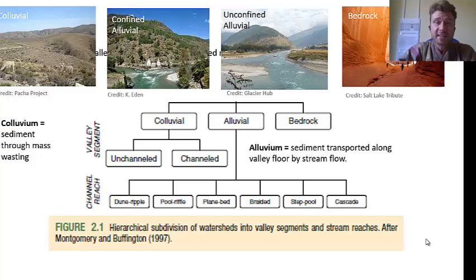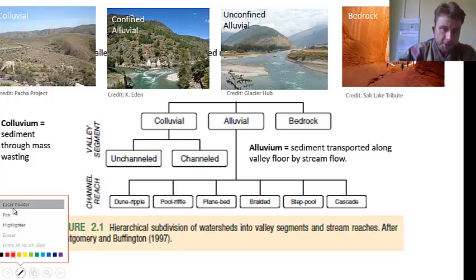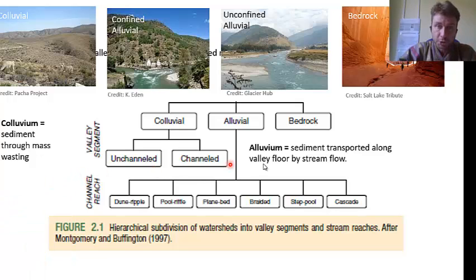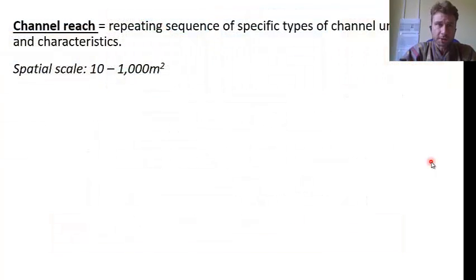Now, it's within these alluvial valleys where we can get very interesting features called channel reaches. These channel reaches can develop in our other types of valleys as well, but we most often see them and can describe them within alluvial systems. So let's take it down. Let's see, what are these channel reaches?